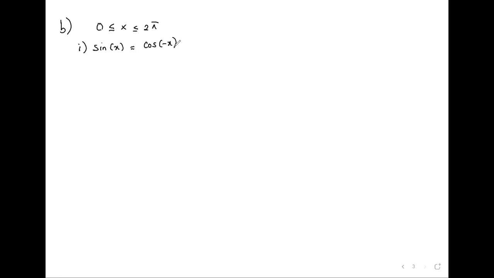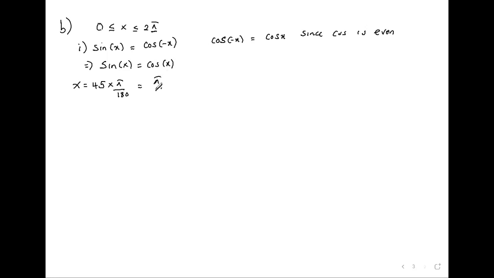Cos is even, is it? So cos of negative x is the same thing as cos x, since cos is even. So we have sine x is equal to cos x. And when does that happen? That happens when x is equal to 45. Okay, now we're told it should be in pi. So pi over 4.